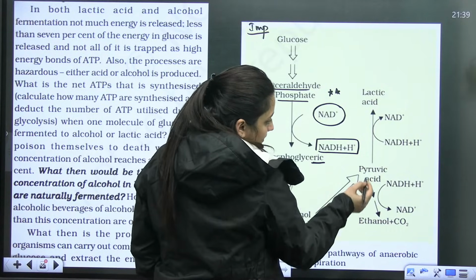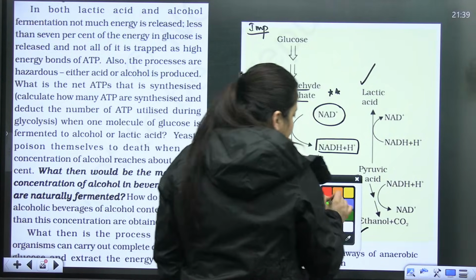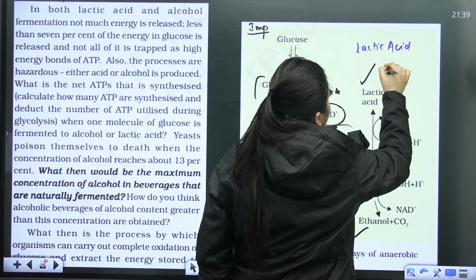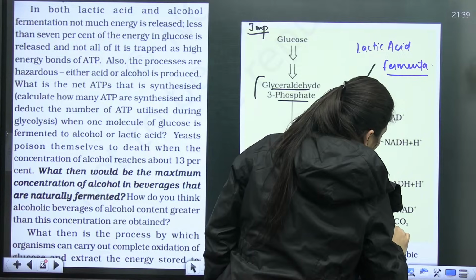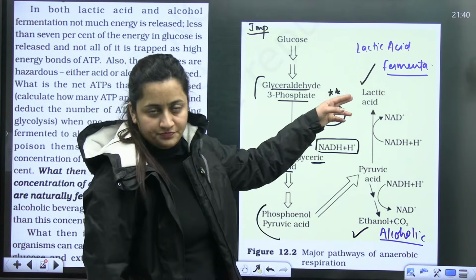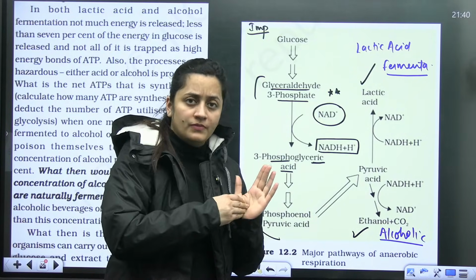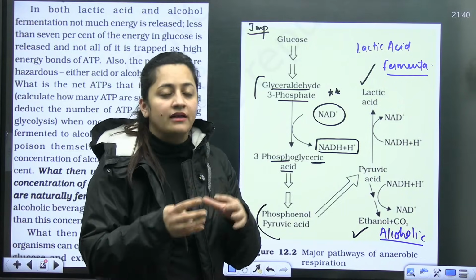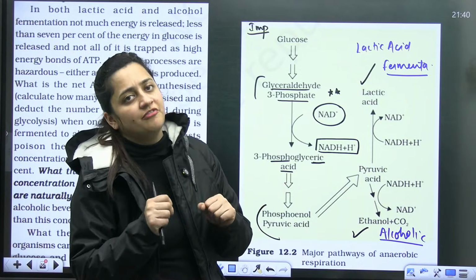Then see pyruvic acid. Can you see this is one side, this is another side. Look at this diagram. Firstly, I'll explain this to you. It is the lactic acid fermentation, and this one is the alcoholic fermentation. In fermentation, two types are there. The products of fermentation can be the same, they can be different. Like we can have homo fermentation or hetero. In hetero fermentation you will get different products.